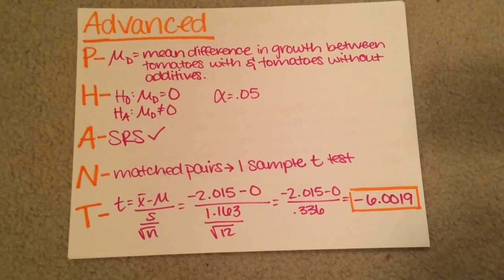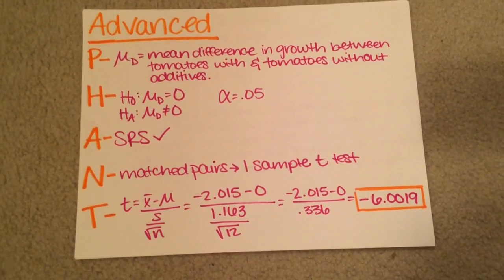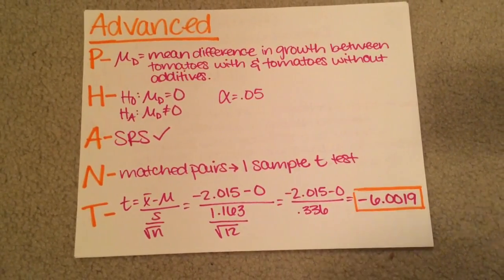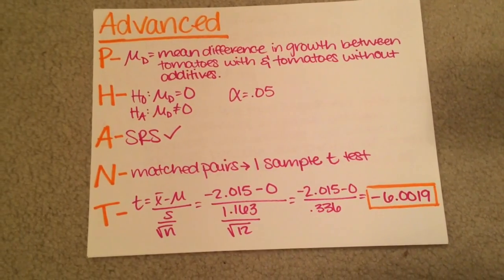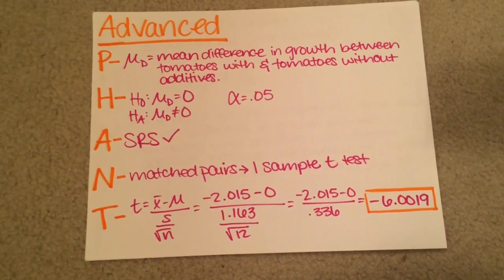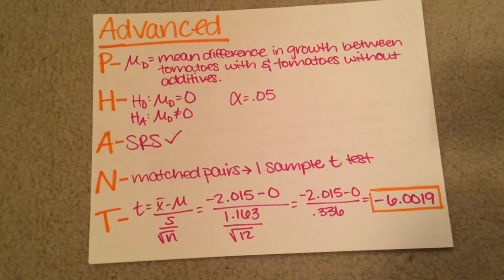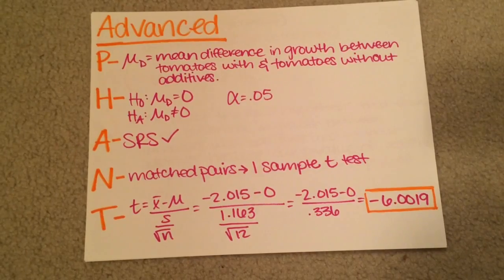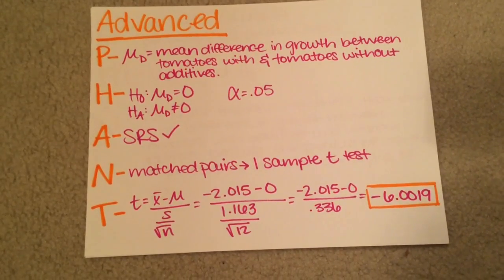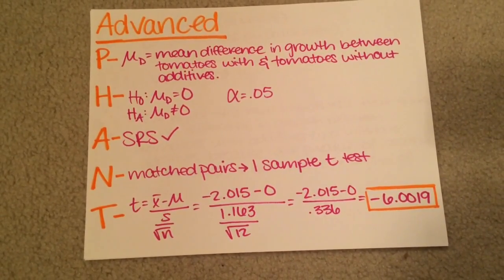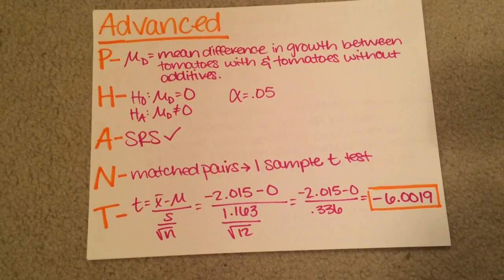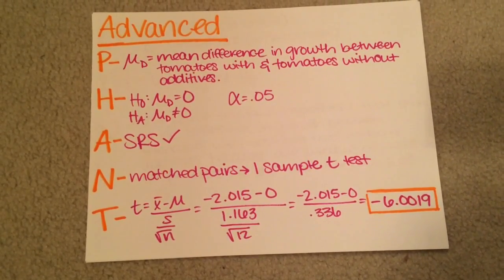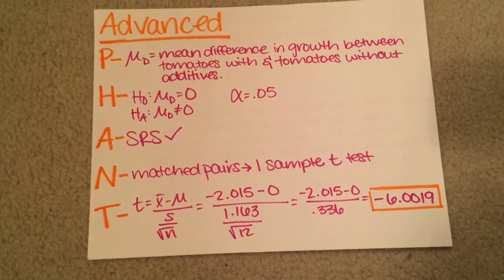The assumption/condition of SRS is stated in the problem. It is also stated in the problem that the assumption of normality is not unreasonable. The experiment/test is matched pairs, so we will use a one-sample t-test. The formula we'll use is t is equal to x bar, or sample mean, minus mu, over s divided by the square root of n.